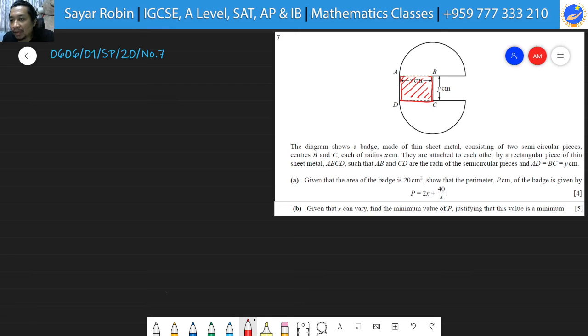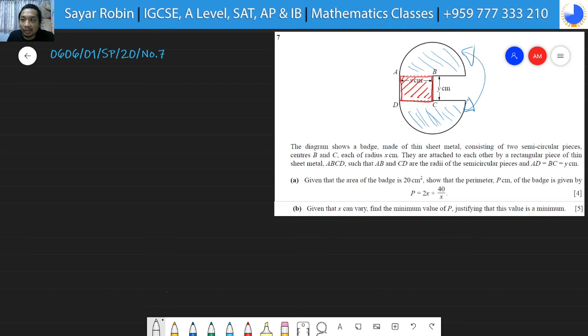Given that the area of the badge is 20 centimeters squared, area means the whole part. If you combine two semicircles, you get one circle. The area of one circle and the rectangle is going to be 20 square centimeters. Therefore, we can write down the area of one circle. One circle means you have to combine these two parts, this blue color part. This is one semicircle, and the other is also one semicircle. If you combine these two, you'll have one circle.